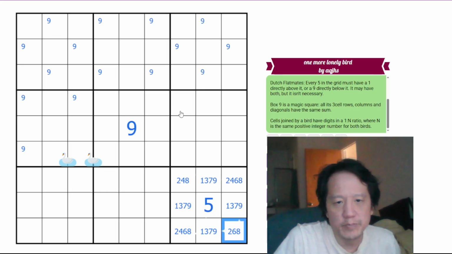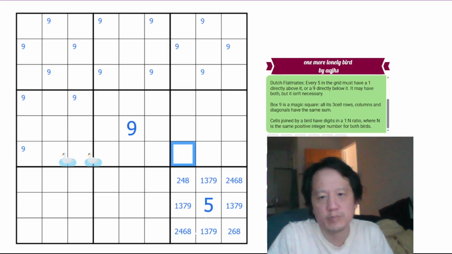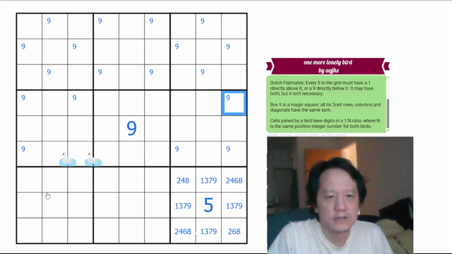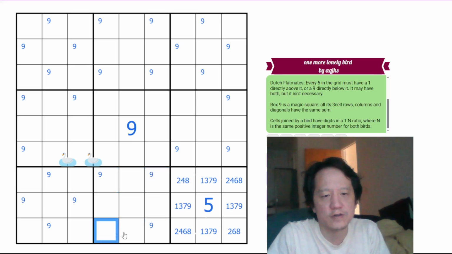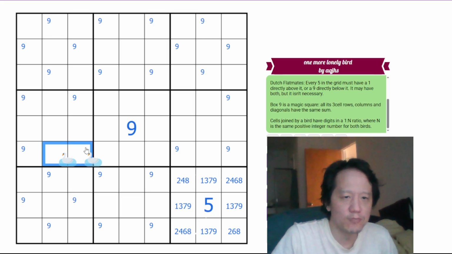9 in box 6 can... Okay, so 9 in box 4 is one of those 3. 9 in box 6 has to be one of those 3. 7 has to be one of these 4. 8 has to be one of these 4. So these are in the same ratio. It cannot be 1 to 1 ratio.